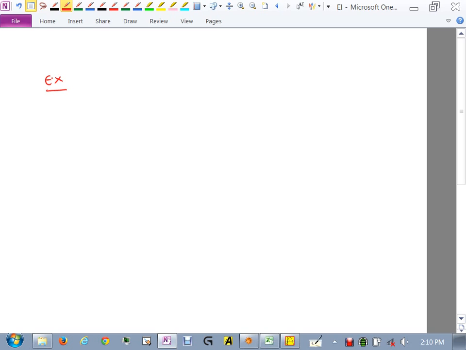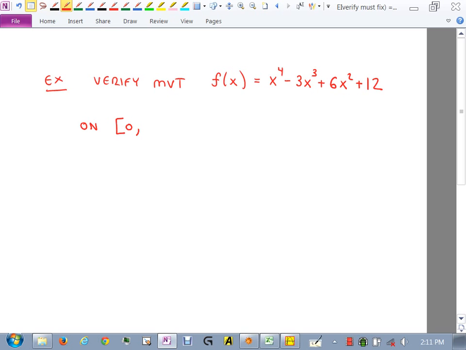All right, let's do this one. Verify the mean value theorem. I think I'm going to just make one up and see what happens. The function is f of x equals x to the fourth minus 3x to the third plus 6x squared plus 12 on the interval. I'll make it a nice interval, 0, 1.